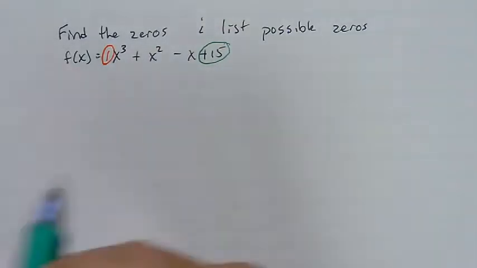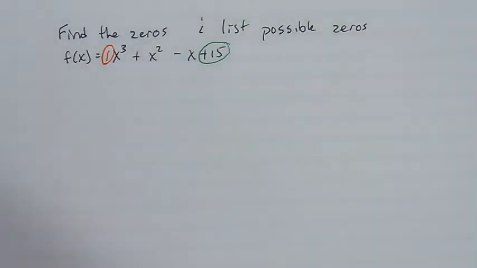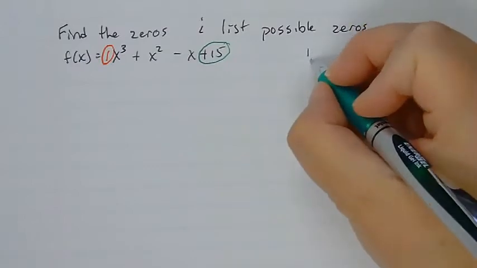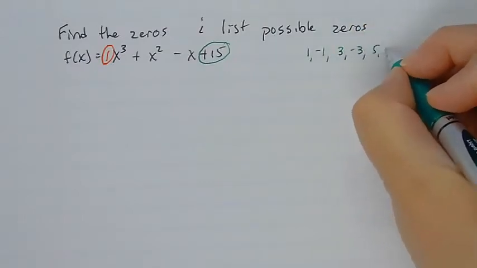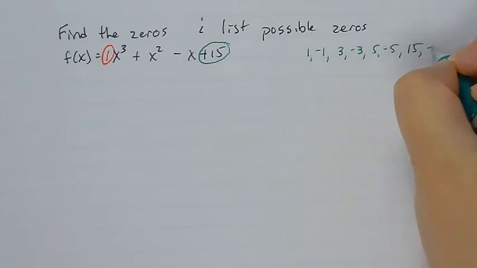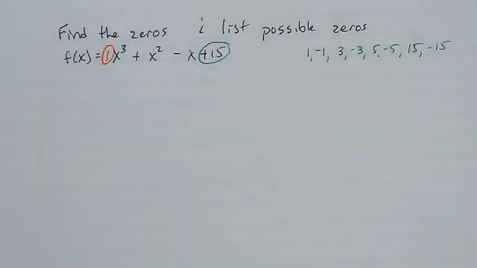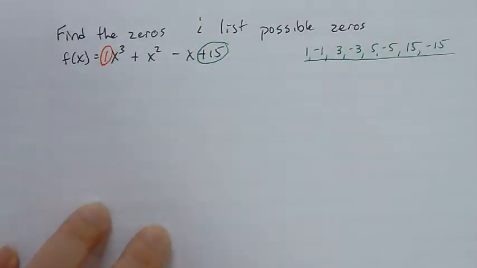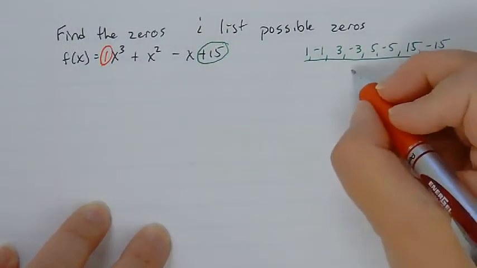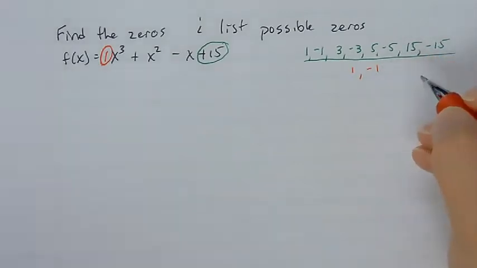So I've got the factors of 15, which are 1, -1, 3, -3, 5, -5, 15, and -15. And I'm going to divide that by the factors of 1, which are 1 and -1, because it could be 1 times 1 to get 1, or it could be -1 times -1 to get 1.